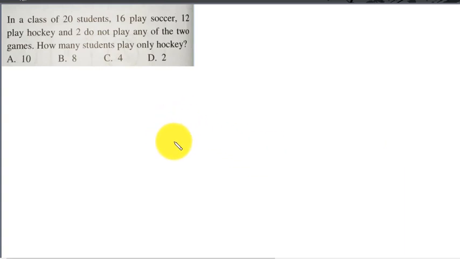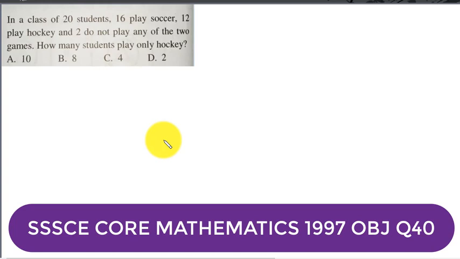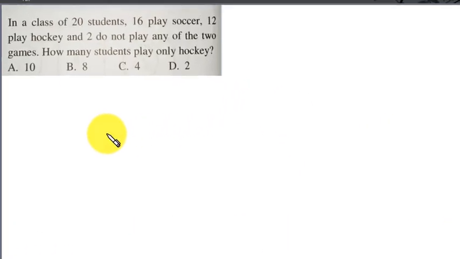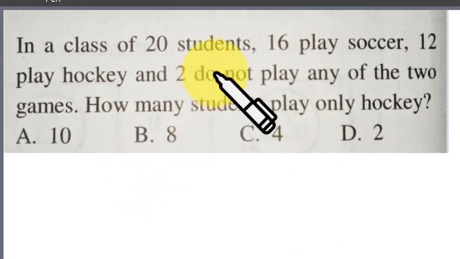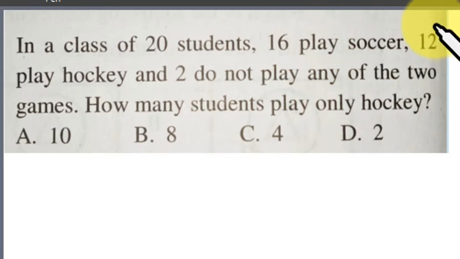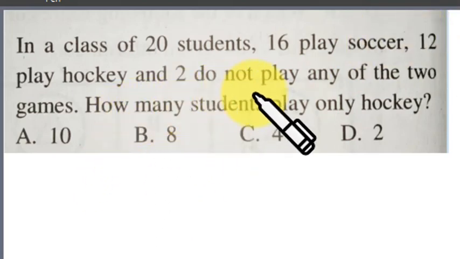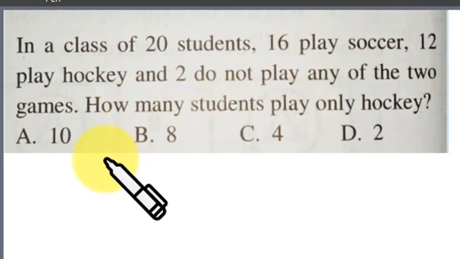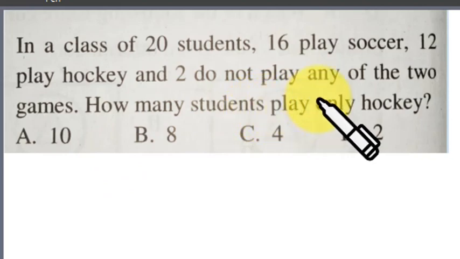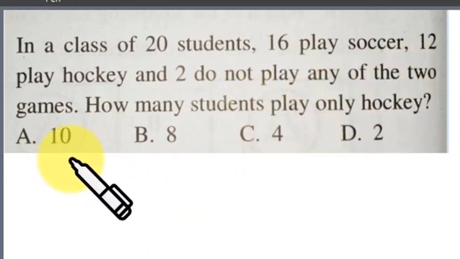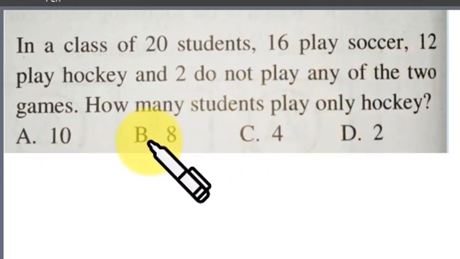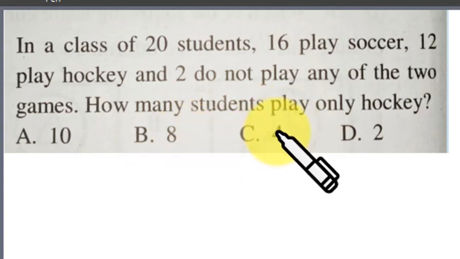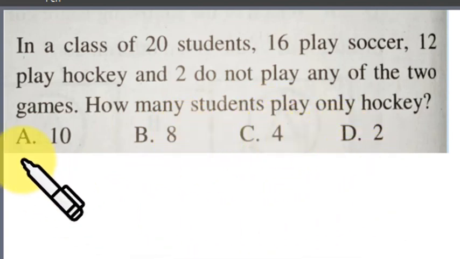Today we solve a question from SSSCE called Mathematics 1997 Objective Question 40. And it reads this way. In a class of 20 students, 16 play soccer, 12 play hockey, and 2 do not play any of the two games. How many students play only hockey? A, 10 students, B, 8, C, 4, and D, 2.